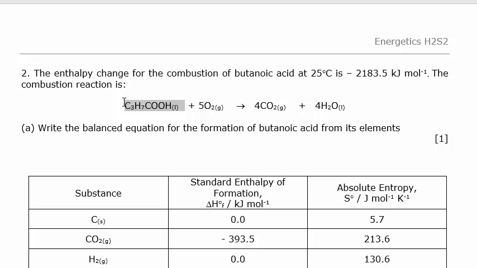So we take butanoic acid, put it down here, and then look at the elements it contains. It contains four carbon atoms, so that's 4C solid. It contains 8 hydrogen atoms, that's 4H2 gas. And it contains 2 oxygen atoms, O2 gas. And that constitutes the equation that represents the enthalpy of formation of butanoic acid. Easy peasy.